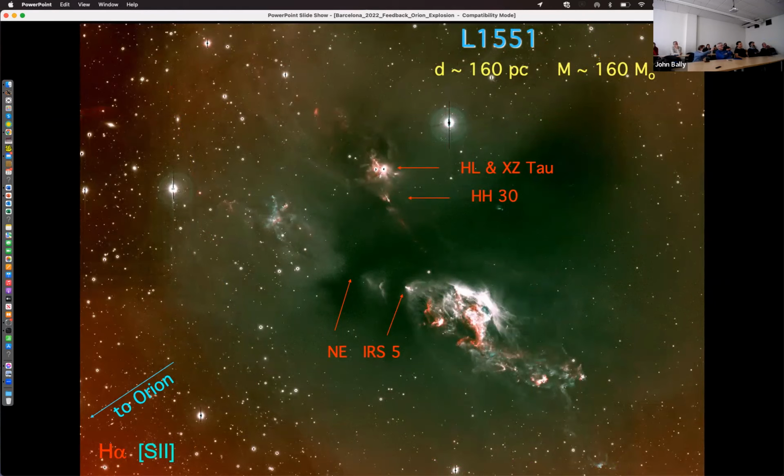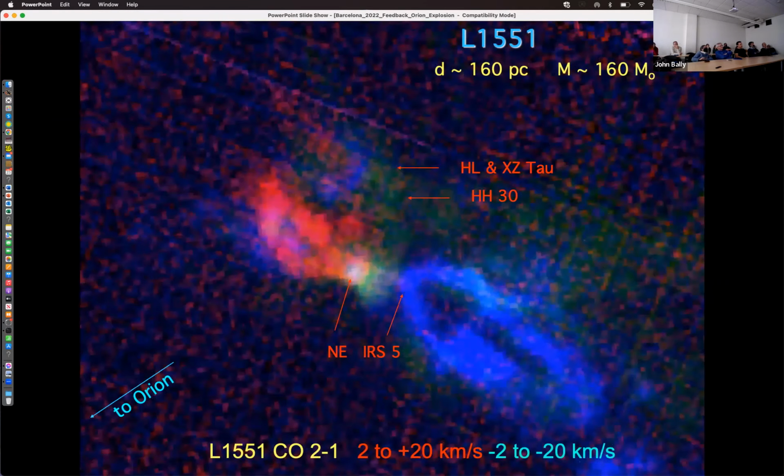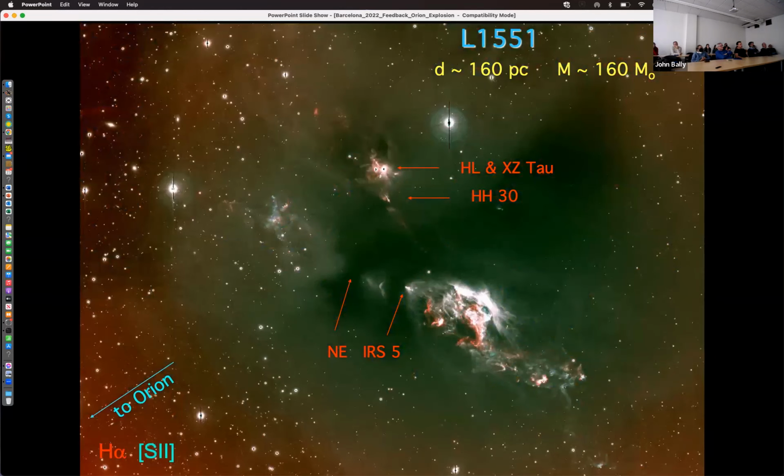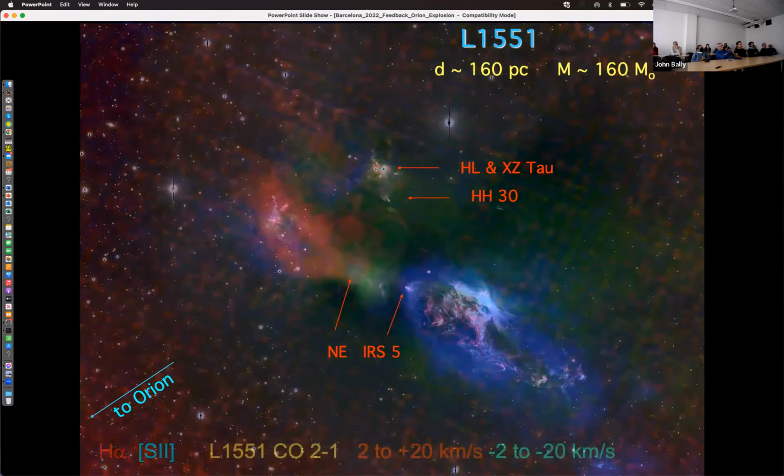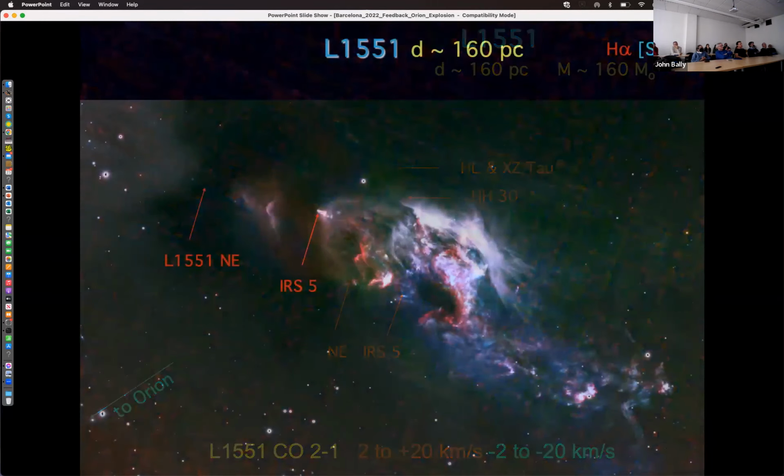I'm going to zoom in to this region. By the way, this is what it looks like in a single dish FCRAO map from many years ago. Blue shifted CO, low velocity, red shifted CO, tens of kilometers per second. The proper motions and the spectra here show hundreds of kilometers per second in the shocks. Okay. We go back. I'm going to zoom in.